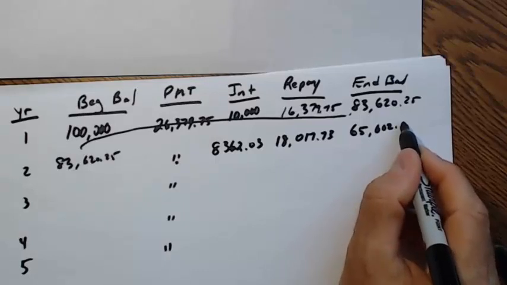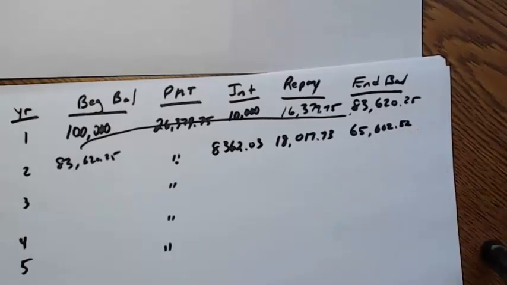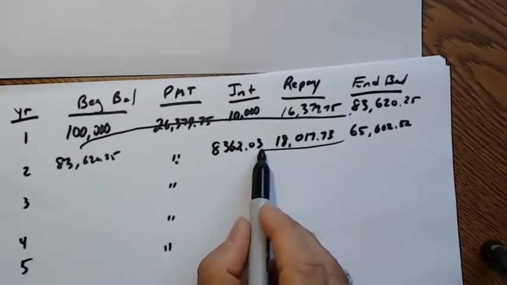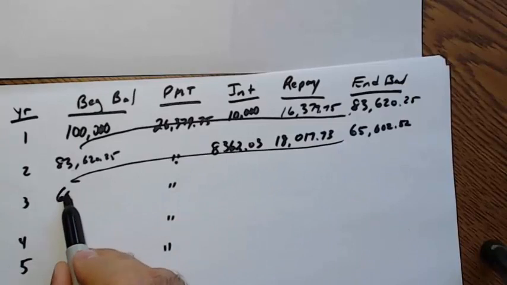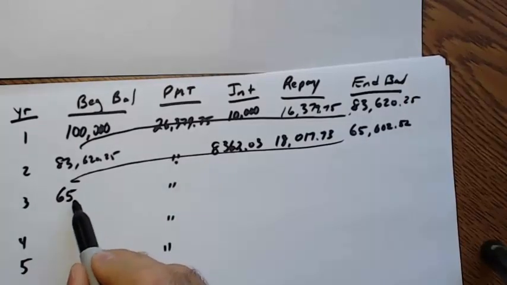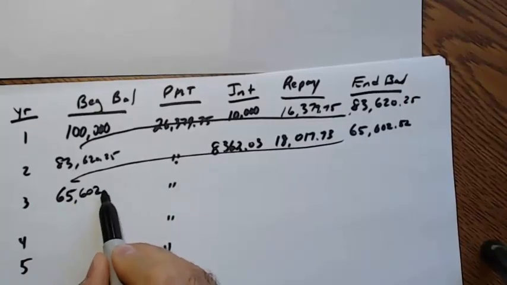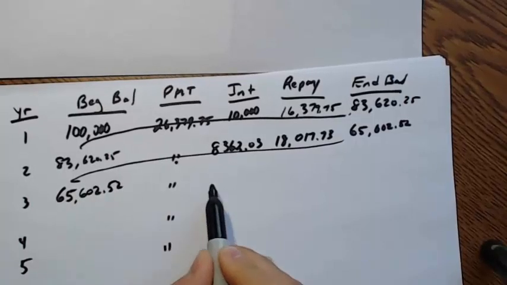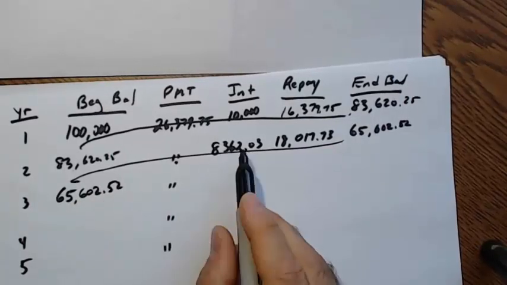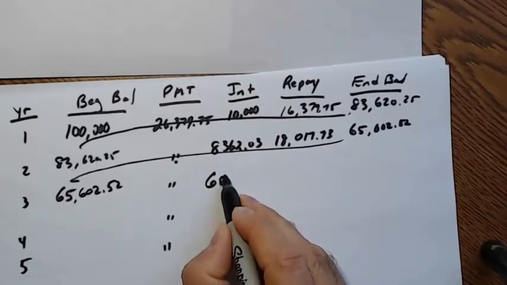I have 50, I'm thinking of 52. Could be a 32. I think it's a 52. Okay, that's your beginning balance for the next year. So your ending balance is your beginning balance for the year later. 52. Multiply that by 10%. That's your interest expense.